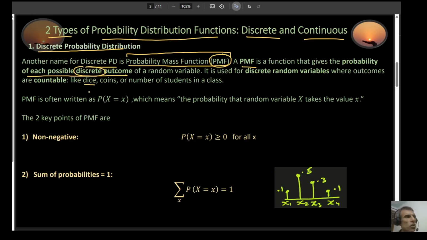The dice could be 1, 2, 3, 4, 5, 6. These are the numbers, so these are countables. Basically, another name for them is a countable. So this is a discrete.